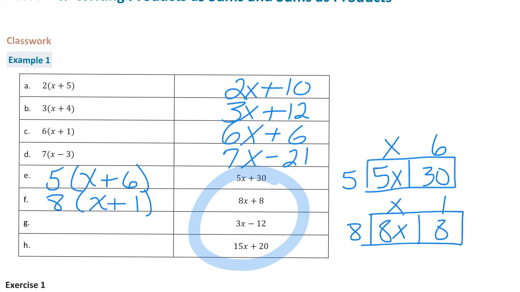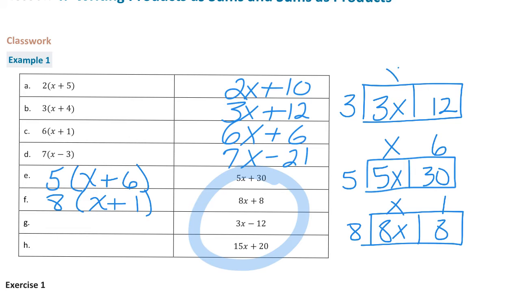Now on the next one, I'm going to go up here where I've got a little more room. I have 3x and I have 12. I think to myself, what goes into both of those? 3. 3 times x is 3x, and 3 times 4 is 12. So over here, 3 is on the outside. Now paying attention here, this one had subtraction. So I want to make sure I do x minus 4, not x plus 4.